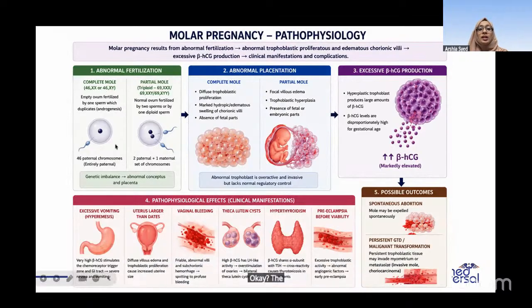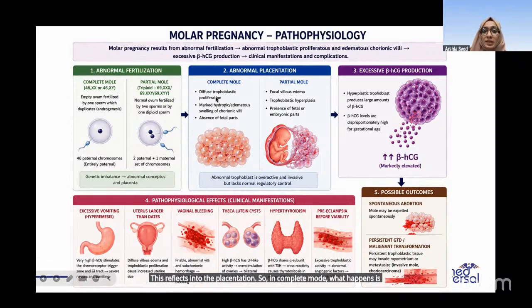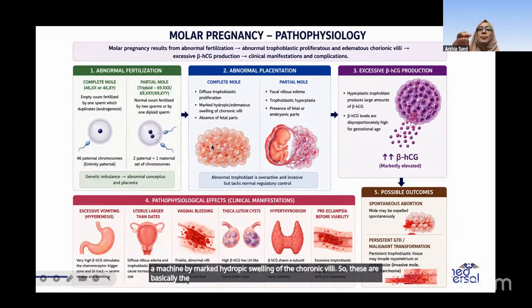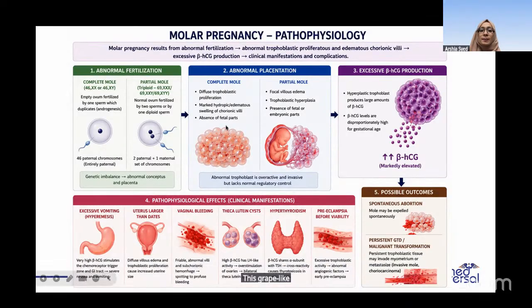The genetic imbalance that starts here reflects into the placentation. In complete mole, there's diffuse trophoblastic proliferation with marked hydropic swelling of the chorionic villi. These chorionic villi will be markedly edematous, so that is why it looks like grape-like vesicles. And since it's complete, there are no fetal parts.